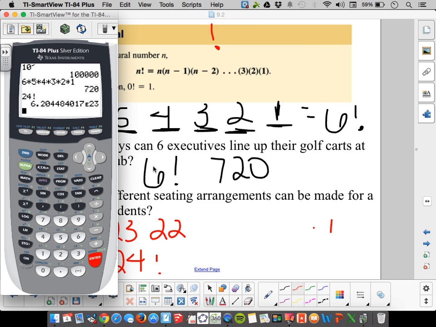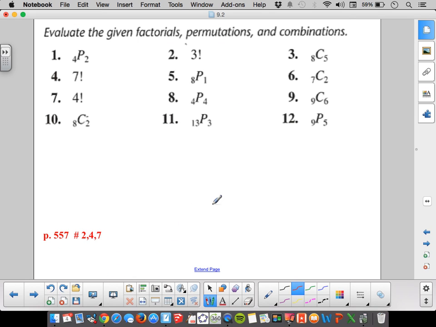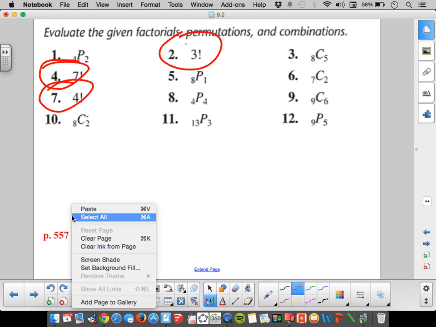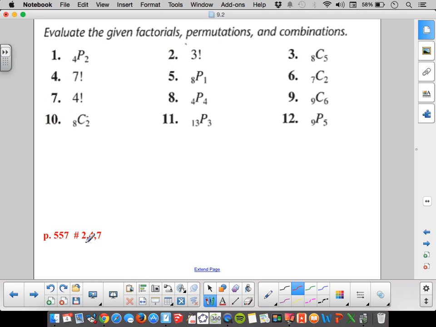Now we're going to try some examples of this. We're going to do numbers 2, 4, and 7. We're going to come back and do other examples later. Right now you don't know what 4p2 means. We'll come back to that. Right now I'm going to look at number 2 for 3 factorial. So I can calculate that by hand. That's just 3 times 2 times 1, which is 6.